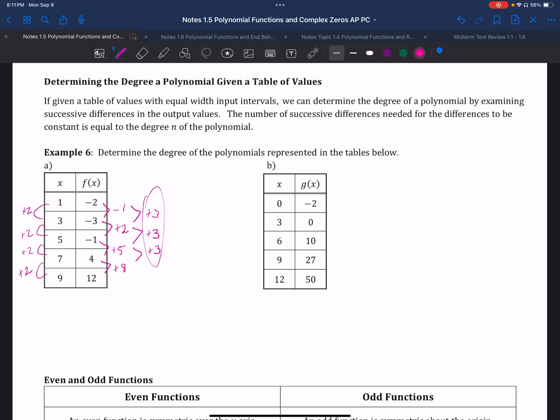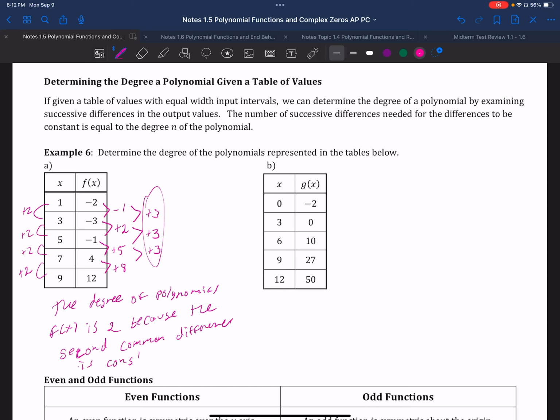How many times did I do it? Well, I did it twice. So I'm going to say the degree of polynomial f of x is 2 because the second common difference is constant. And that's all I need to do for that one.